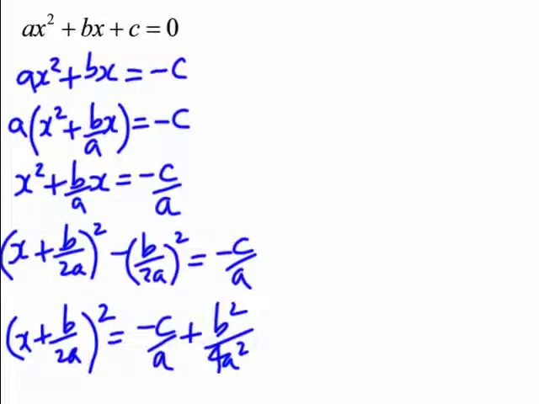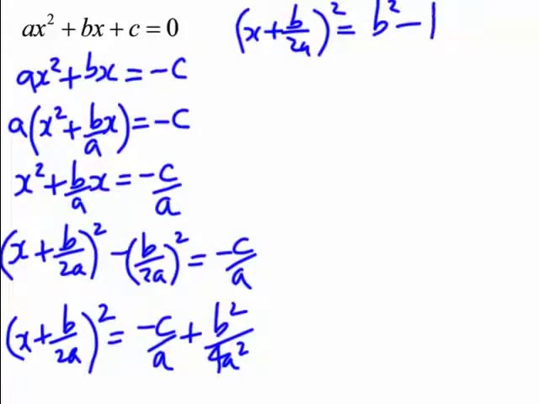So I need to build it up to 4a squared, so I multiply the top and bottom by 4a. I'll put the b squared at the front, so x plus b on 2a, all squared, is equal to b squared minus 4ac, all over 4a squared. You can see I built up the minus c on a by multiplying top and bottom by 4a, so it's over 4a squared, so it's 4a times c and 4a times a.